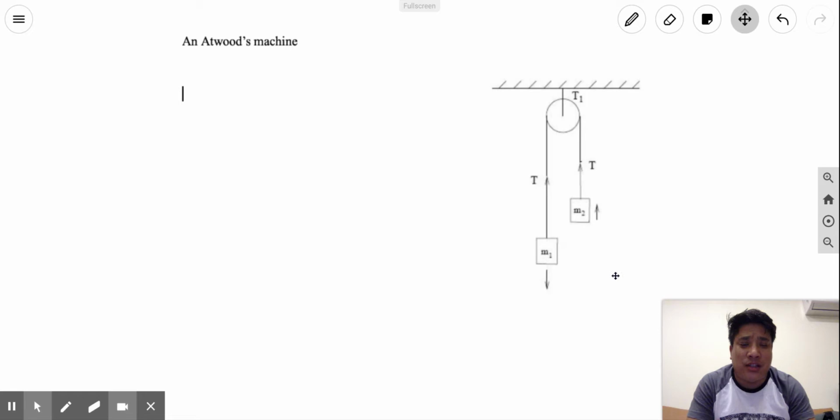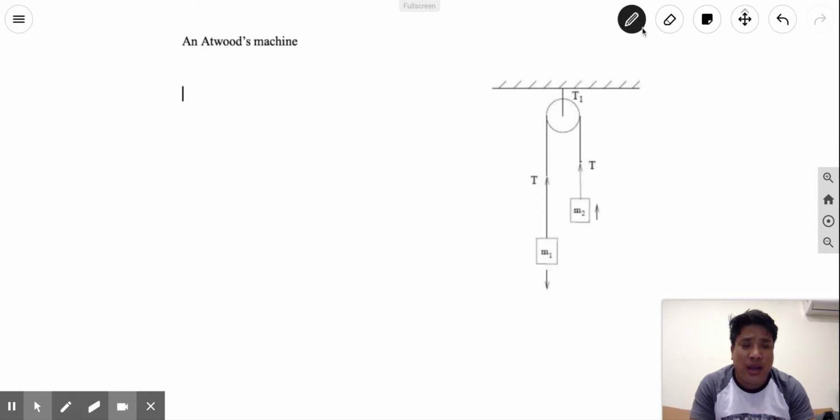And you can clearly see the mass m1 looks a little bit heavier than mass m2. That's why this object is moving downward and this object is moving upward. If the masses of these two objects were the same, no matter where they are located, they would be stationary. So to draw the free body diagram, you first have to figure out what forces are acting on these two objects.